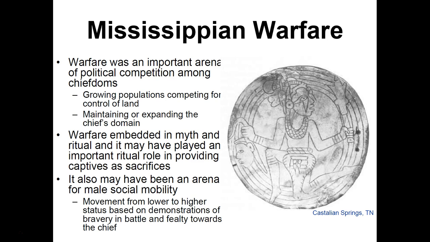Mississippian society was probably highly stratified. And those who were born into chiefly lineages or within the chiefly class had prerogatives that those that were not born within those social groups did not have. And the only way of achieving any social mobility and advancing from a lower status into this higher status was likely through warfare, based upon demonstrations of bravery in battle and the fealty that you have towards your chief for whom you are fighting.